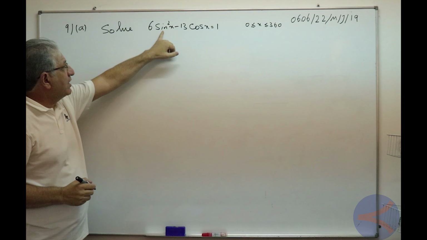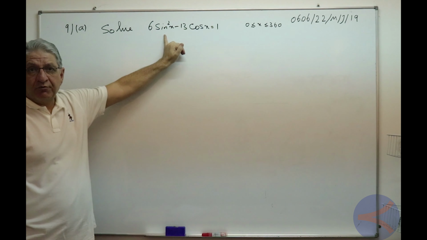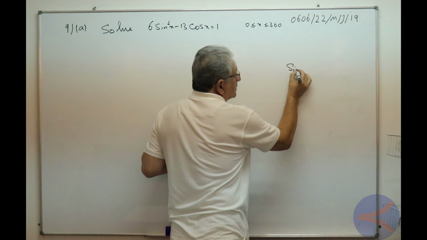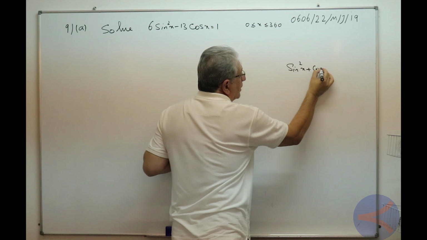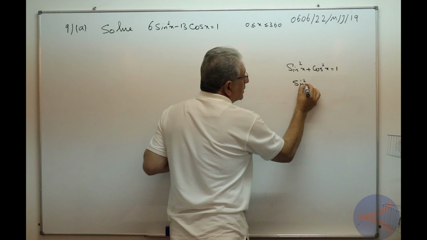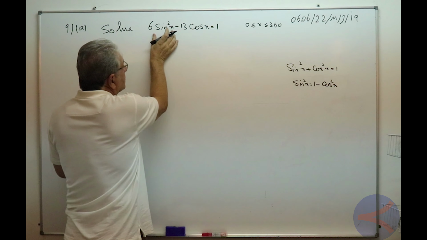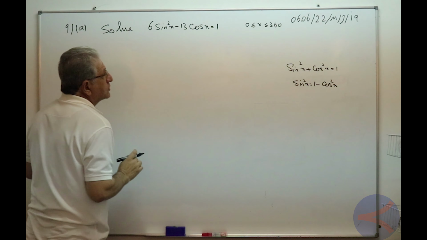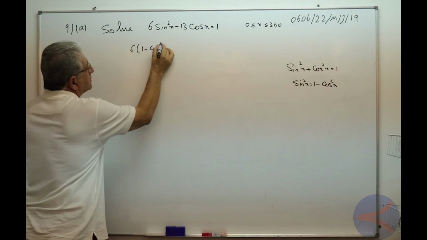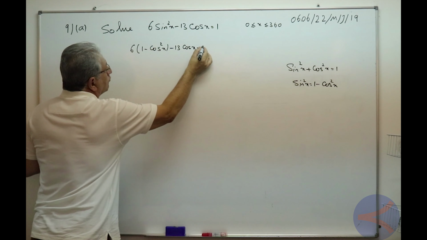Now you can see that here we have sine and here we have cosine. These two should be the same trigonometric function so that we can solve it easily. And you know that sine square of x plus cos square of x is equal to 1. So I can write sine square of x is equal to 1 minus cos square of x, and replace it. Therefore, this is 6 times 1 minus cos square of x, minus 13 cos x, equal to 1.